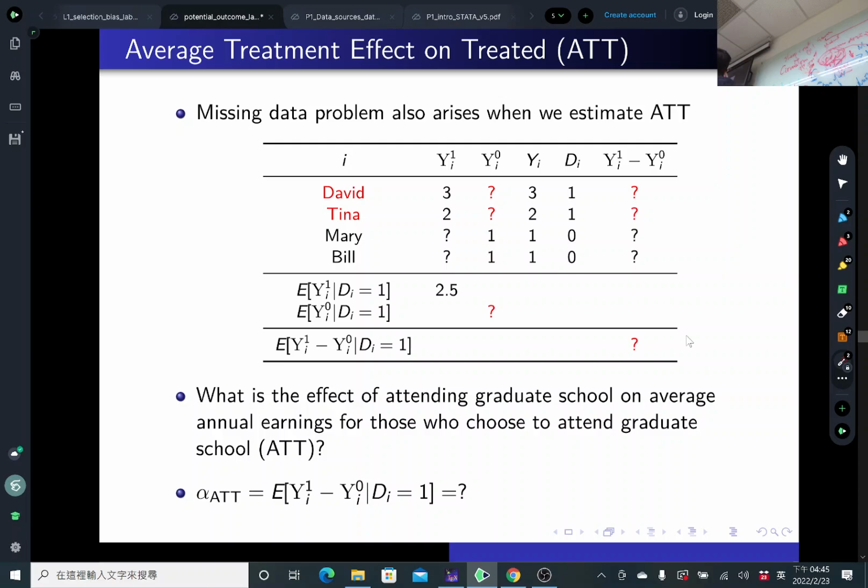And in this example, what is the ATT? Basically, we just want to know the average treatment effect for those who get a treatment, that is, we just want to focus on Davy and Tina because they get a treatment. So how do we get the average effect of attending grade school on their earning? Again, we need to compare for Davy and Tina their average potential earning if they go to grade school, and their potential earning if they do not go to grade school. We only observe Y1. The Y1 is 2.5 on average. If they go to grade school, they can earn on average 2.5 million NT dollars. But the problem is, again, we do not observe their Y0. So we cannot get the ATT because we have a missing data problem here.